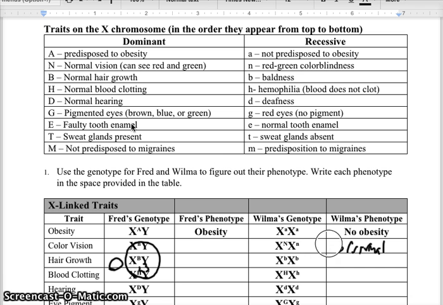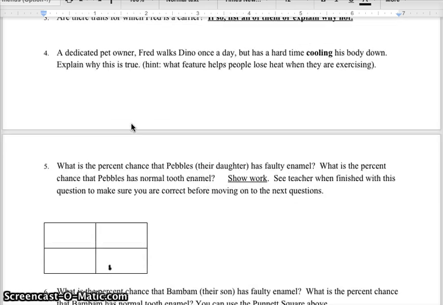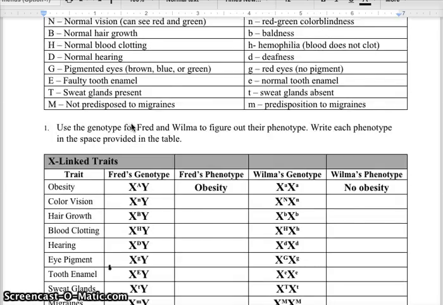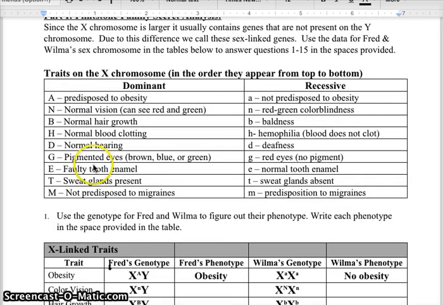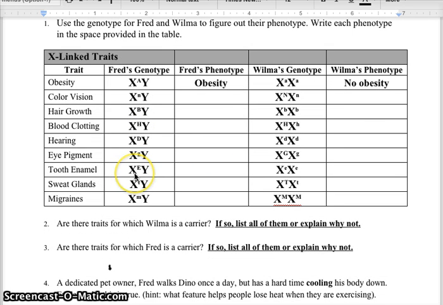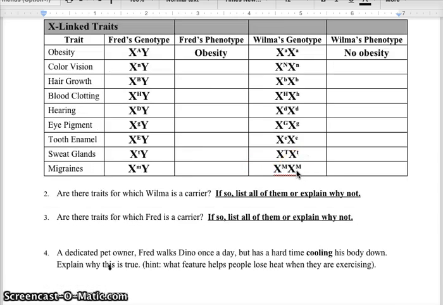The next page is where it starts getting a little complicated. I'll do the first one for you. See if you can figure it out here. What's the percent chance that Pebbles, their daughter, has faulty enamel? What's the percent chance that Pebbles has normal enamel? Let's go up to Pebbles and find the enamel. Faulty tooth enamel is dominant in this one. Normal tooth enamel is recessive. So Fred is X big E Y, and Wilma is X little e, X little e.